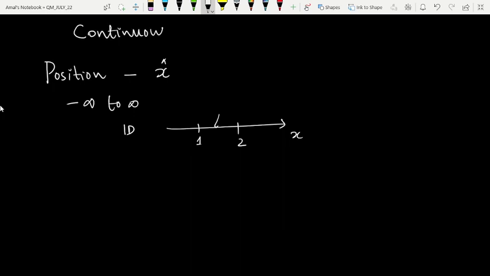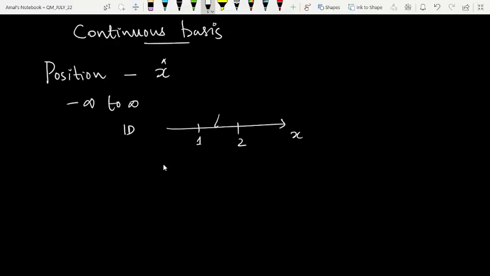Continuous basis. This is not only for position, but also for any continuous variable. For example, another important continuous variable is momentum, which is represented as p cap. Momentum is also a continuous variable. Momentum can take values from minus infinity to infinity, etc.